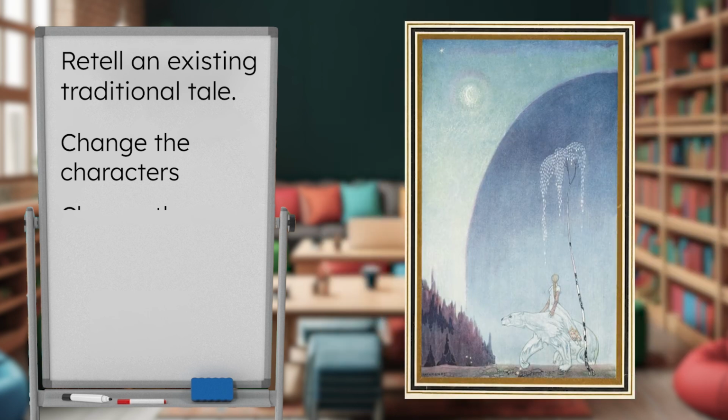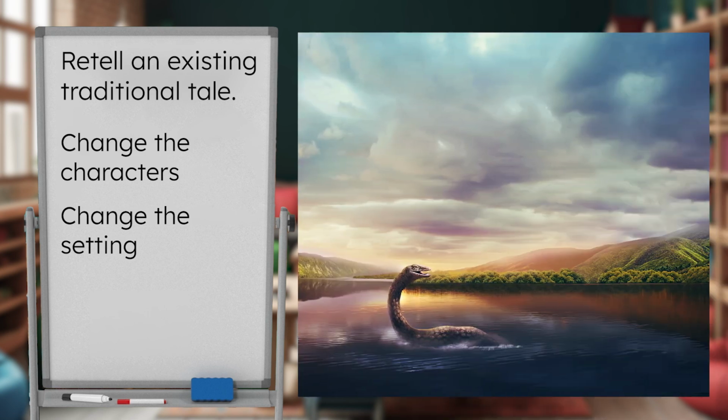Or what if East of the Sun and West of the Moon took place in the desert instead of the snow? Or what if the Loch Ness monster wasn't a monster at all? Maybe she was a guardian of the lake, protecting something hidden deep underwater. That would be such a great twist.